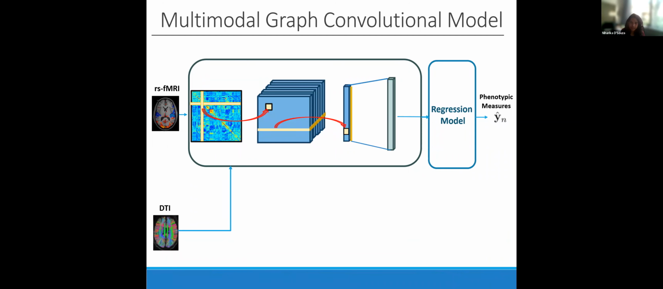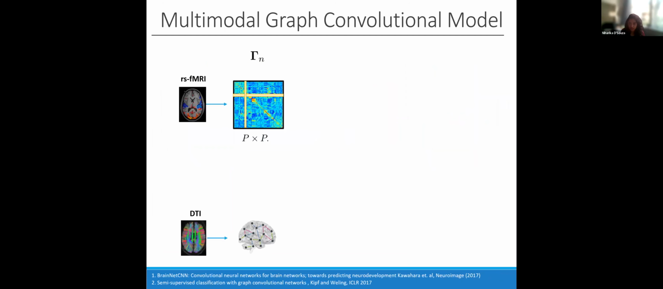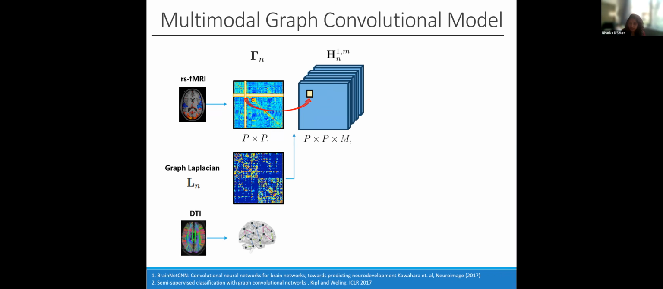Let us look at the graph-based representation learning first. From the fMRI data, we have connectivity information as represented by a correlation matrix of size P cross P. Complementary to this, we have tractography-based structural connectivity matrices from DTI, which inform us about anatomical connectivity within the same ROIs. Our model assumes that the latent brain graph structure for a patient is given by the DTI graph Laplacian L, and the correlation matrices gamma n are the associated graph signal.